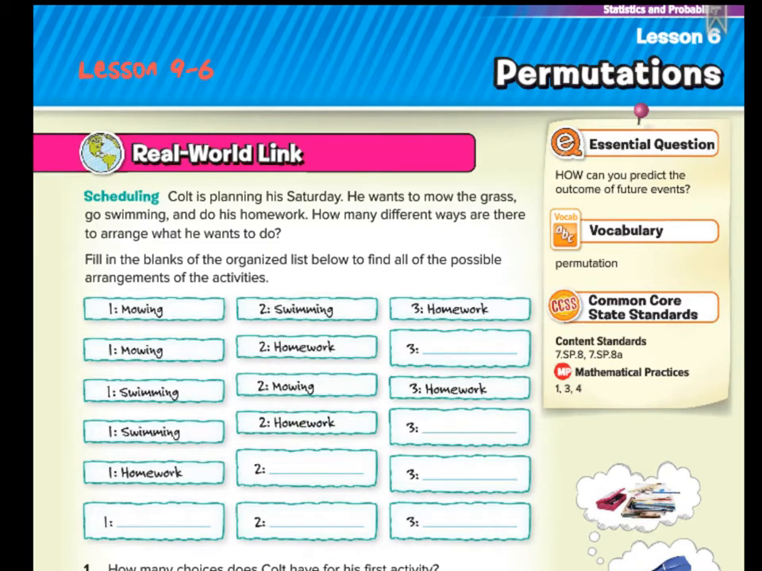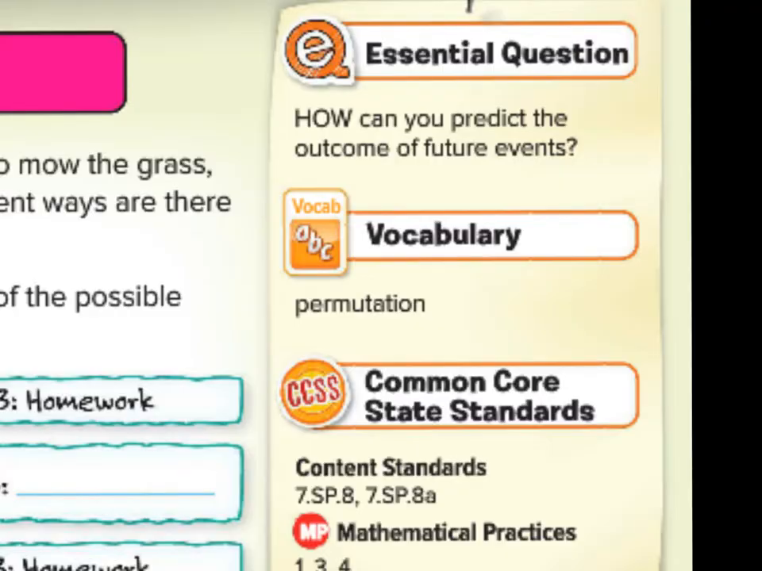Hello everyone, welcome to lesson 9-6, Permutations. For this lesson, we're going to continue to address the question, how can you predict the outcome of future events? And the new word is permutation.